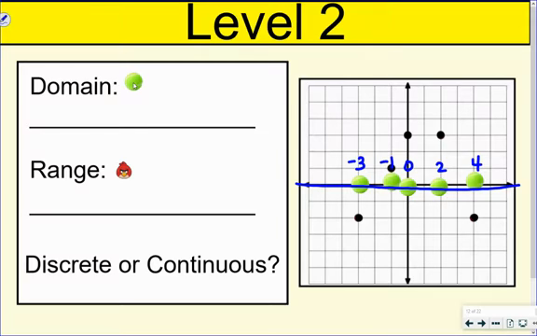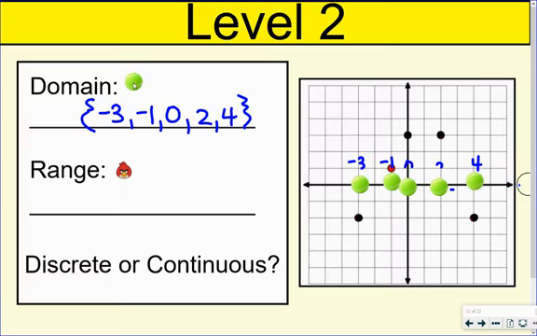How do I write that? Well, I use those little curly brackets that I'm not very good at drawing. -3, -1, 0, 2, and 4, and I put my curly bracket. That's telling me that each of those are separate, distinct points, but these are the only x values that are in that function. Now what we're going to do is the y ones.